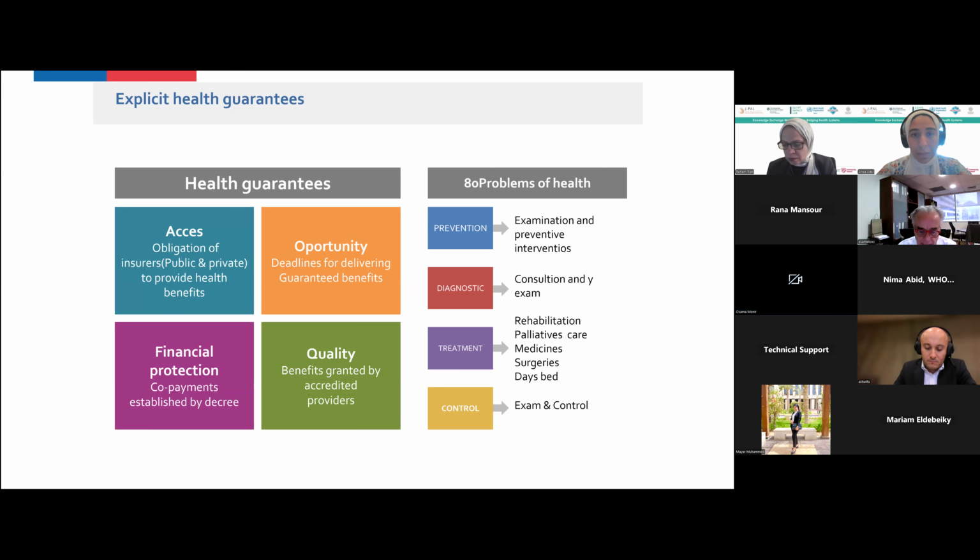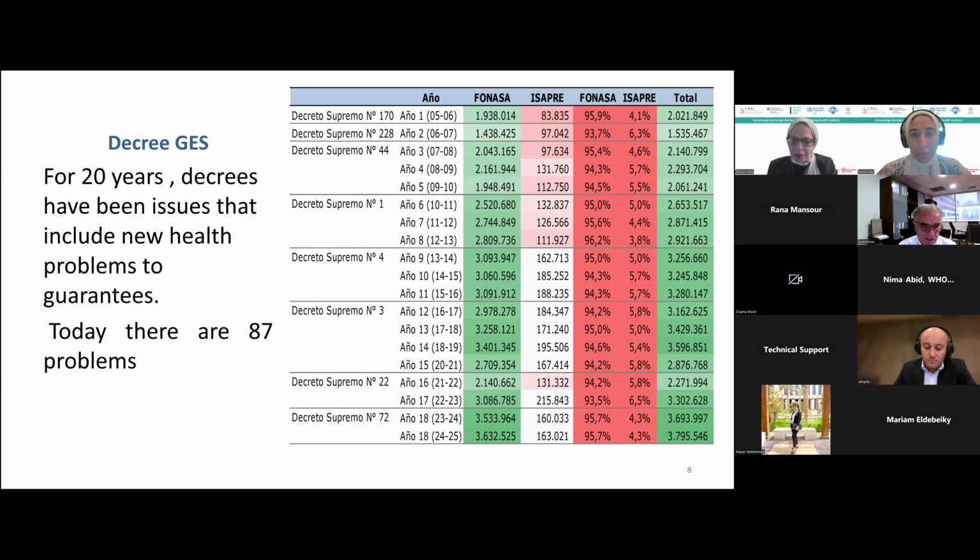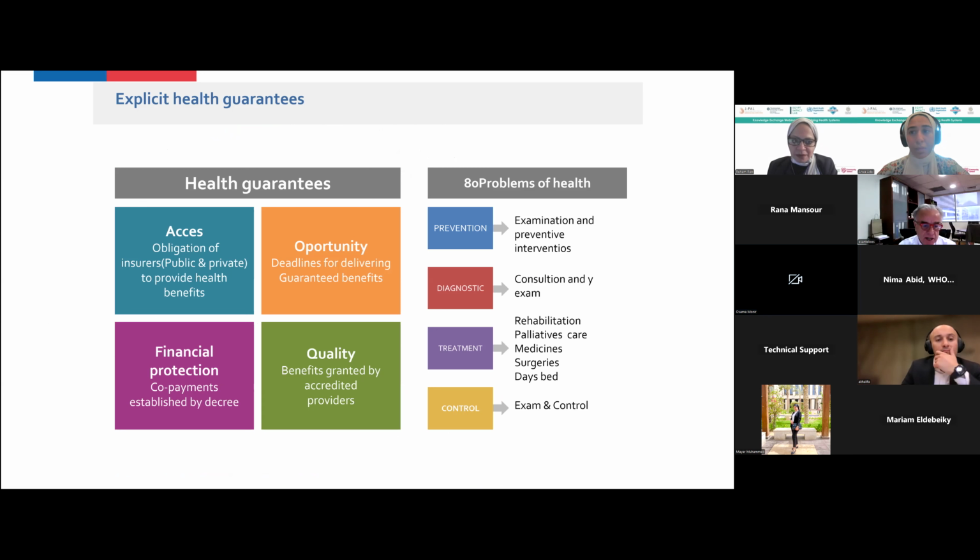The main issues that we include in this kind of public policy were access, opportunity, financial protection, and quality. So in summary, in relation to access, the law established the obligation of the insurance, public and private, to provide health benefits. In relation to opportunity, we established the deadline for delivering guaranteed benefits. That means that people who suffer, for example, a myocardial infarction need to receive the first diagnosis within at least 2 hours. Financial protection means the level of copayment that is established by law.